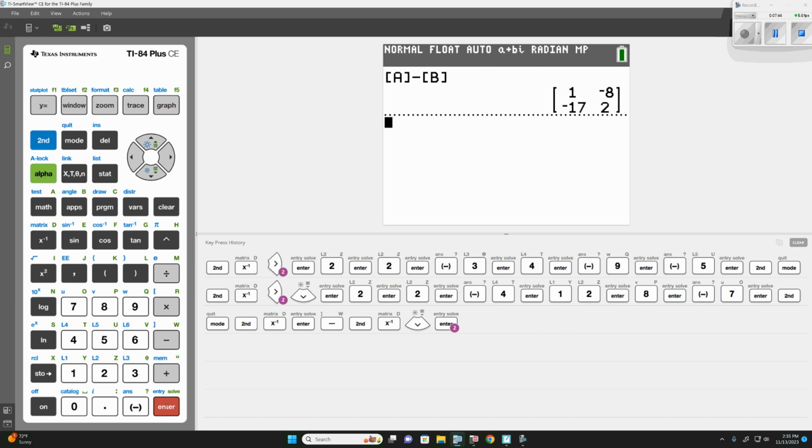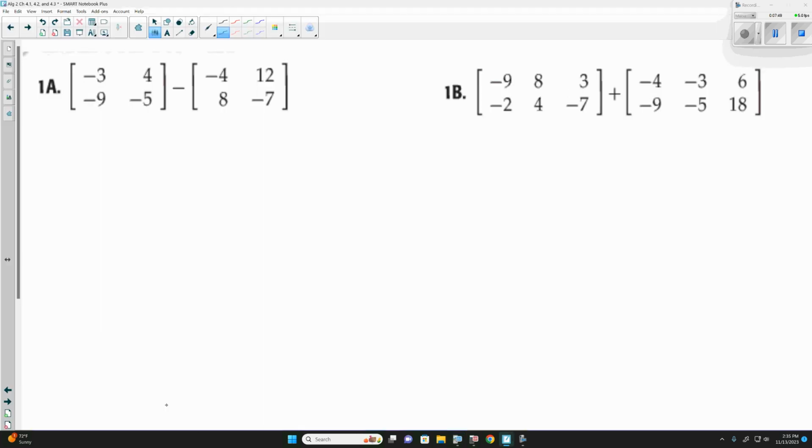Questions on this here? So with some of the addition subtraction, it is almost a little bit easier to just do it by hand. Do it in the calculator or by hand. Questions on addition or subtraction?